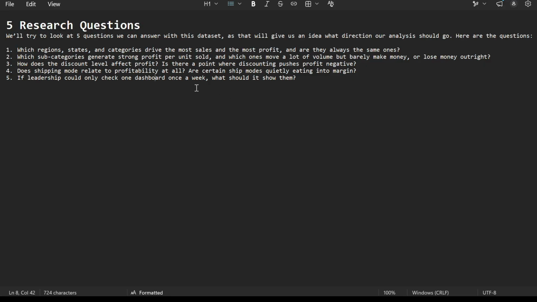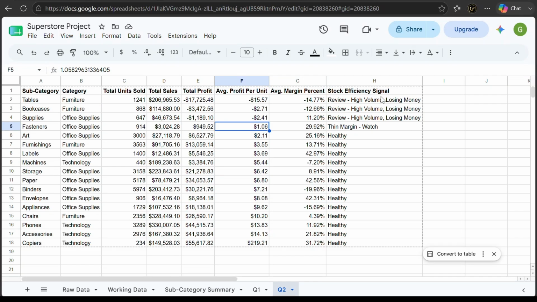And then the last part of this second question is, which ones lose money outright? The ones that lose money outright, of course, have high volume. You have these subcategories here: tables, bookcases, and supplies. Sadly, two of them happen to be furniture, so I guess a lot of losses are coming from furniture, right? Before you talk about the office supplies. And I think the technology category is doing fine. You have the phone, accessories, and copiers.